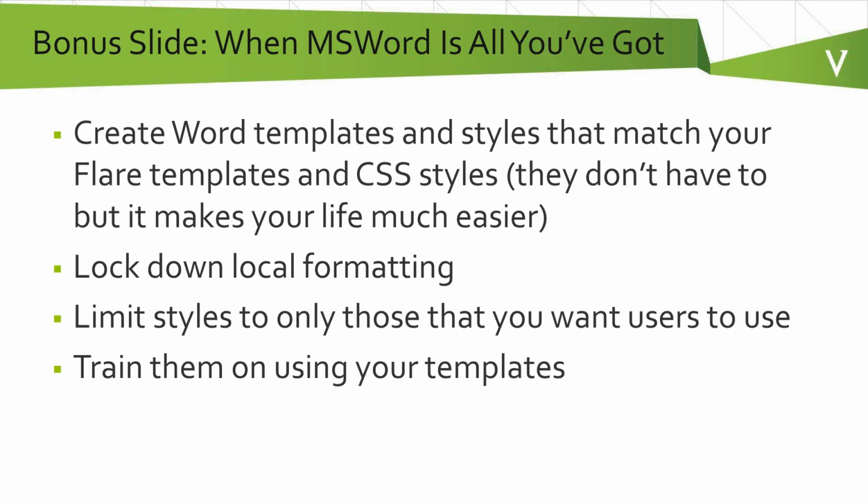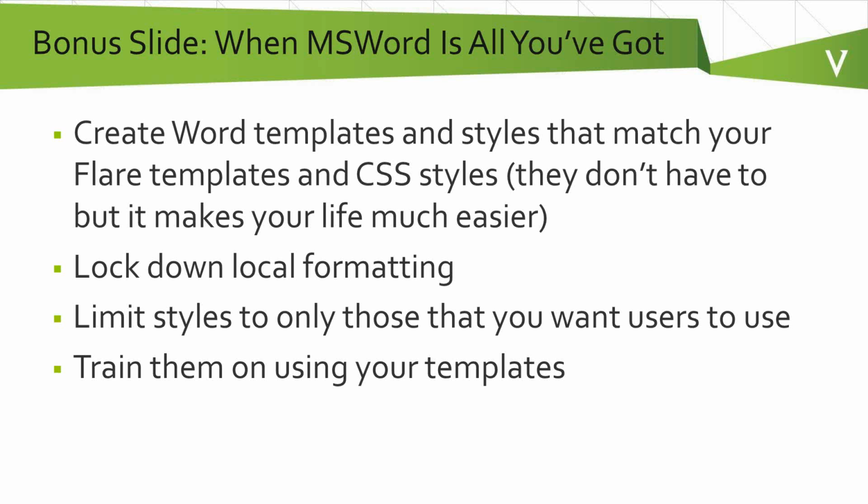So here's a bonus slide for you again. When MS Word is all that you've got, you can do some of these same things in Word as part of your Agile review process. You create Word templates with styles that match your Flare templates and styles. You don't have to, it's just easier because you're thinking about both, and when you're importing stuff back into Flare, if the styles are all named differently and the content model is different, it gets rather confusing. So just mirror what you've defined in your content model. Again, that model has to drive your whole structure.